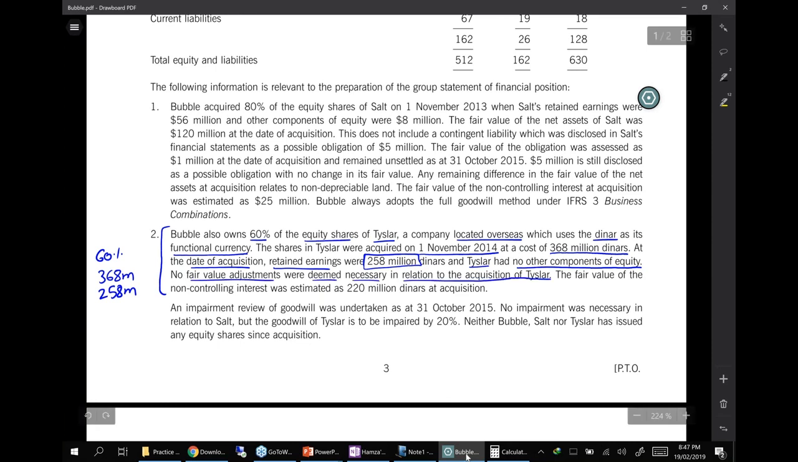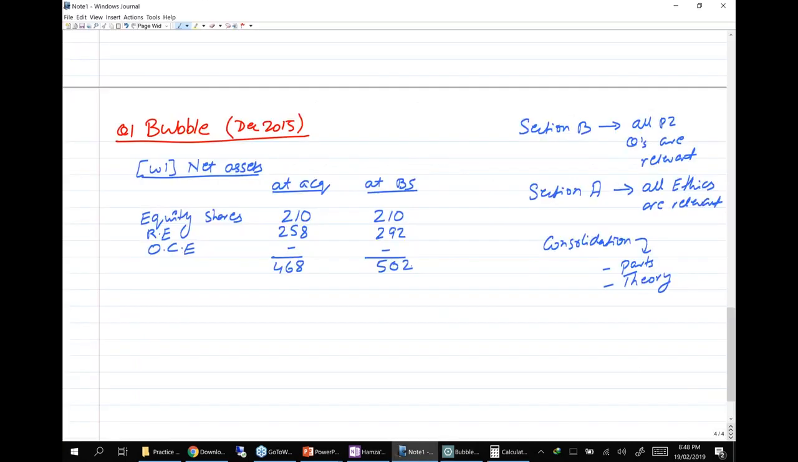So in this paragraph, there are four important values to us. The acquisition rate of 60%, the cost of 368 million dinars, the retained earnings of 258, and the NCI. So we can write this is the NCI, this is the retained earnings, this is the cost, and this is obviously the percentage. So now let's calculate the total. So the total is going to be 468 and it is going to be 502. Am I right?